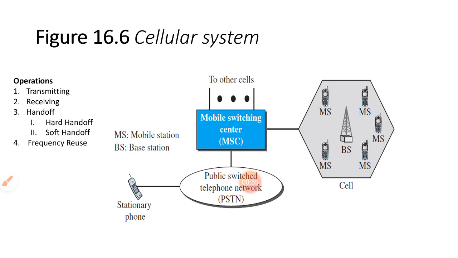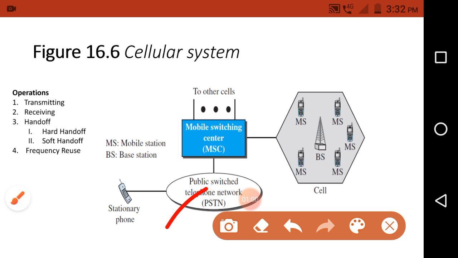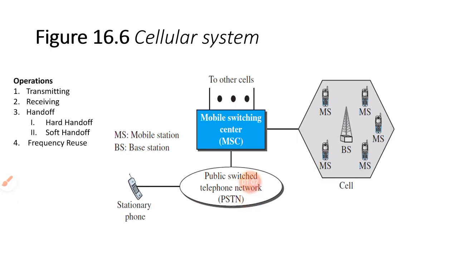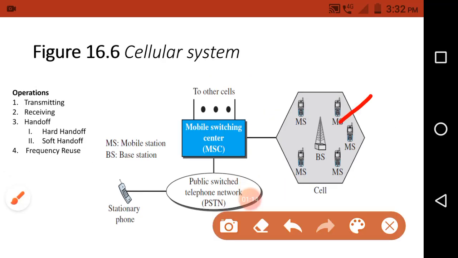So this is a diagram of the cellular system. Here MS is the mobile station, BS is the base station, the stationary phone connects to the PSTN, which means the public switched telephone network, and then there is the mobile switching center. And this hexagon we have to call a cell.